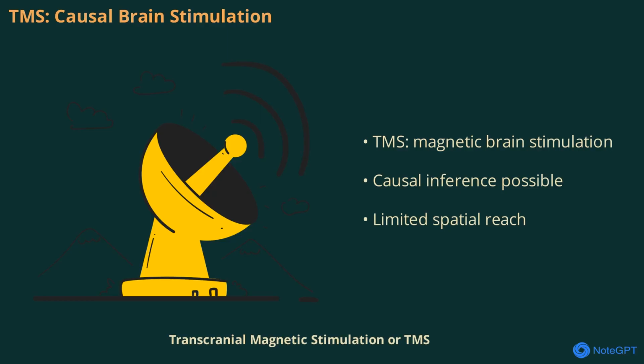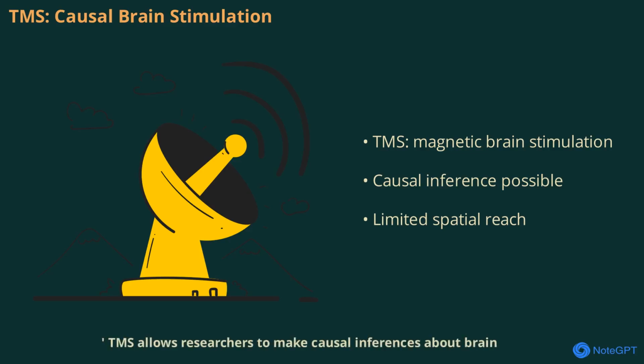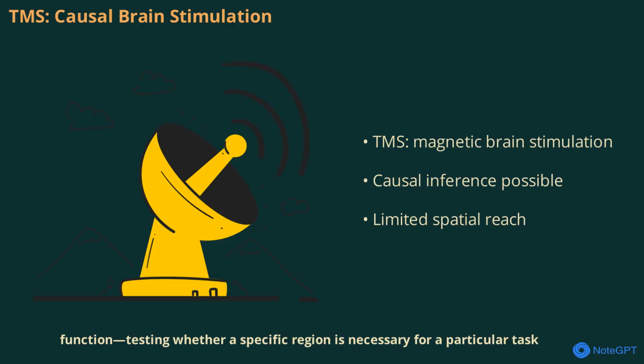Transcranial magnetic stimulation, or TMS, uses magnetic pulses to induce electrical currents in the cortex. This technique can temporarily disrupt or excite targeted brain regions, creating a so-called virtual lesion. TMS allows researchers to make causal inferences about brain function, testing whether a specific region is necessary for a particular task. However, TMS is limited to superficial cortical areas, has coarse spatial precision, and its effects can spread through neural networks. It bridges the gap between correlational imaging and traditional lesion studies.